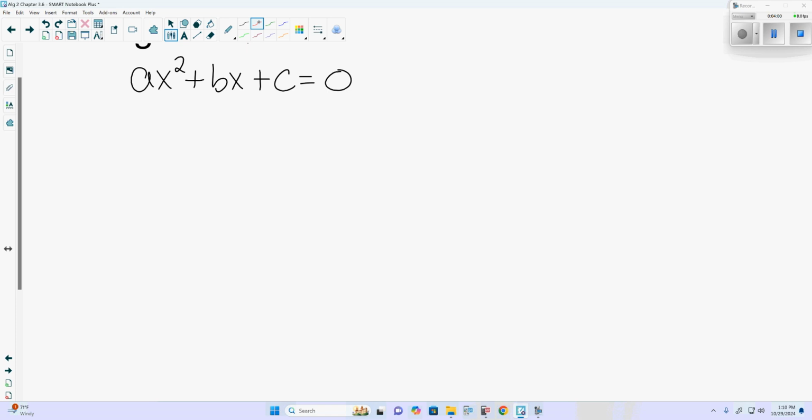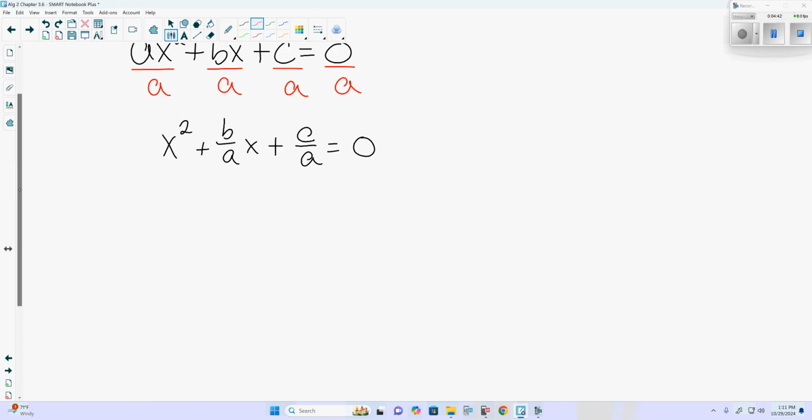Now the first step is: is a equal to 1? Well, no, we have an a value. So what we have to do first is divide everything by a. We have to divide each of these terms by a. So we're going to divide ax squared by a, bx by a, c by a, and 0 by a. Now our ax squared divided by a is just going to become x squared. Our bx divided by a is just going to be b over a times x, plus c over a is equal to 0. So that takes care of the first step.